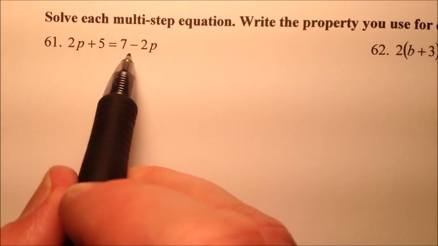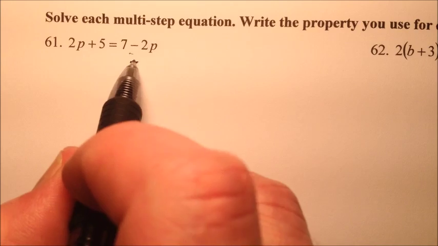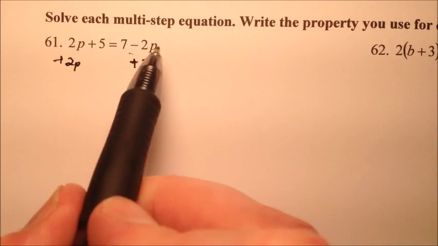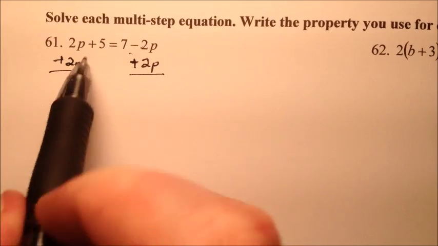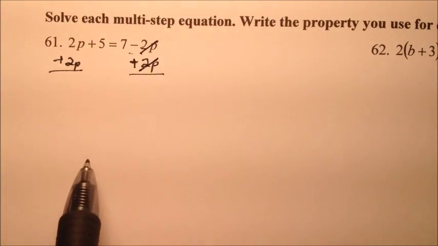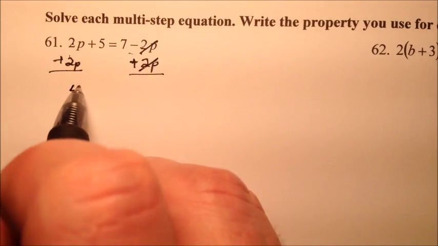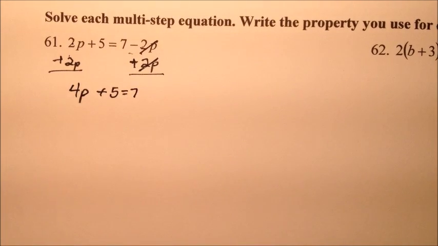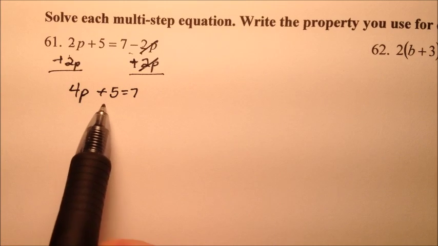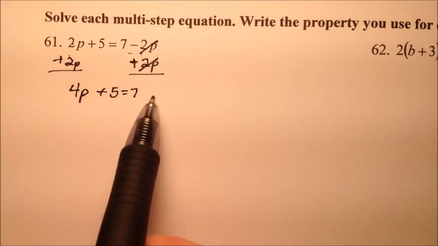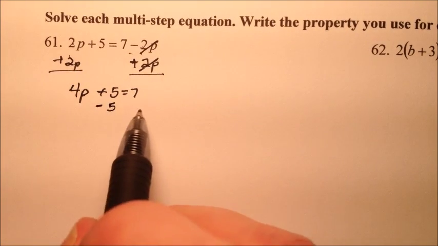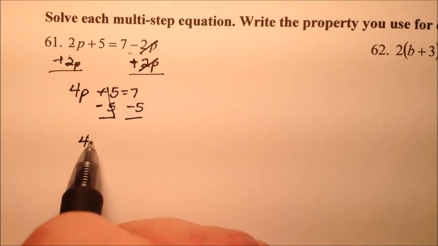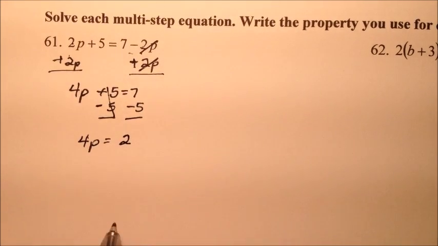If that's the case, this negative 2p, I've got to get rid of it from the right side and put it on the left side. So I'm going to do the opposite of negative 2p, and I'm going to add 2p. Over here they cancel, and 2 plus 2 makes 4p plus 5 equals 7. Now I need to get rid of this 5 on the left and put it on the right. So I'm going to do the opposite. I'm going to subtract 5 from both sides. It cancels over there, and 4p equals 2.